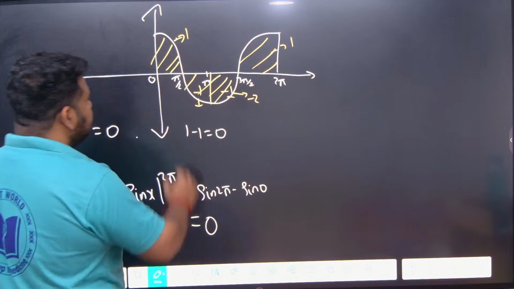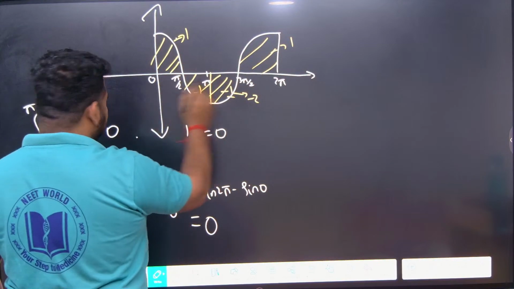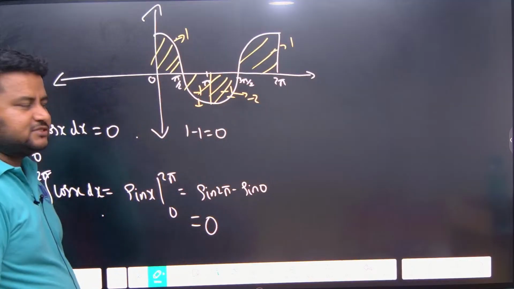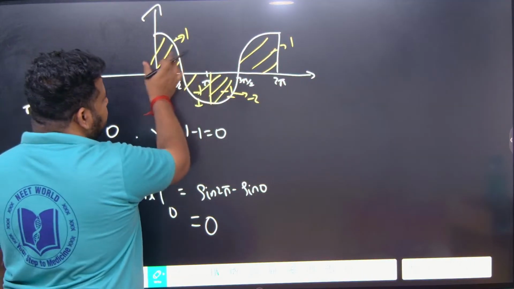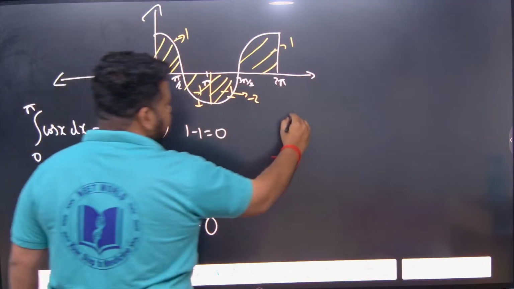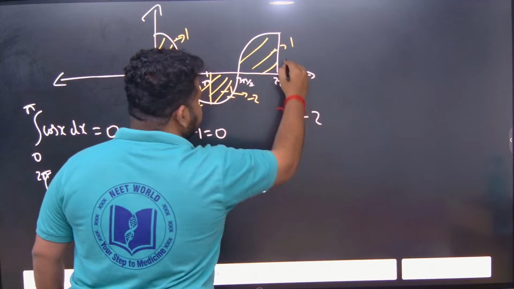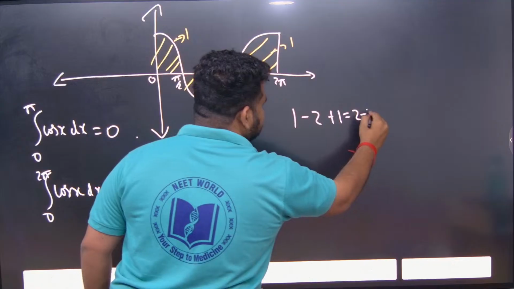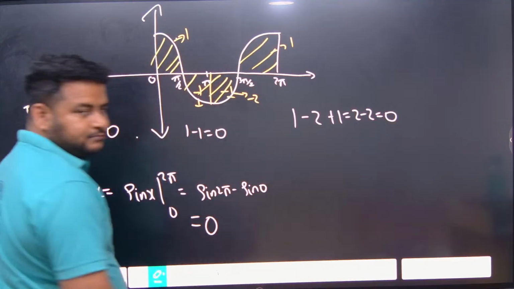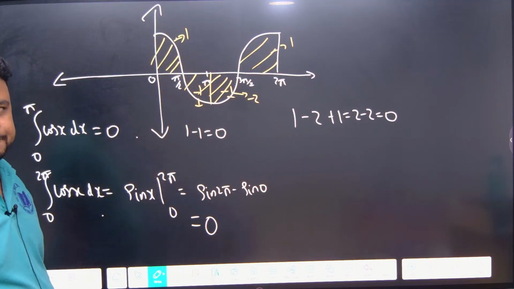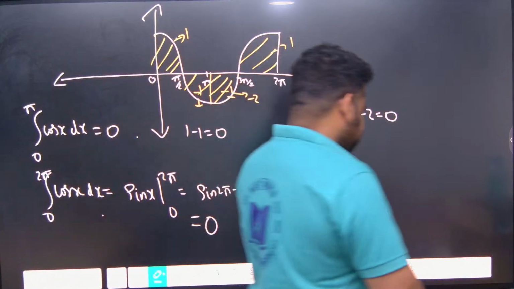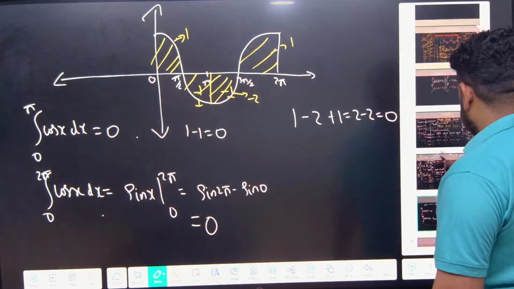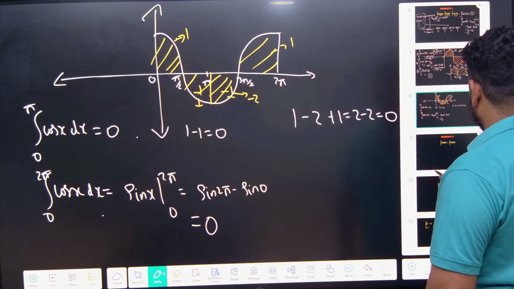Why? See here, if I do 0 to 2 pi cos x dx, again it is becoming 0. If you add from here to here, this is +1, this is -2, this is +1. So we will have 2 minus 2, and the value will be equal to 0. Clear friends? Graphically also we got it. Next, let us proceed to the second property, property number 2.